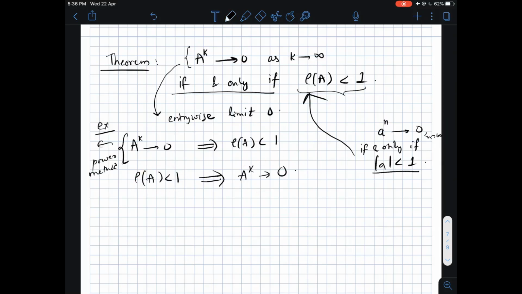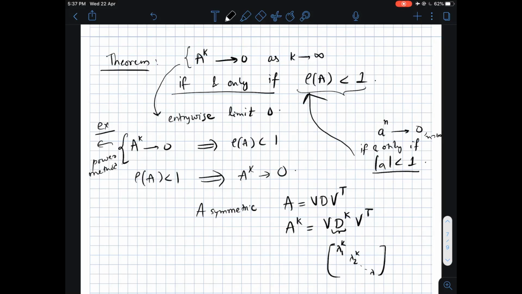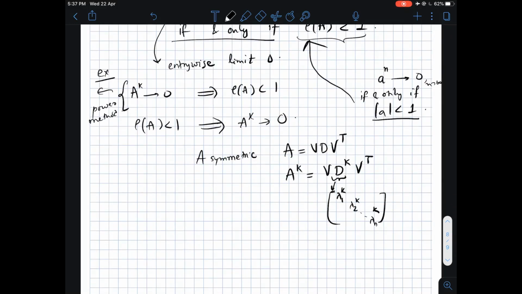If the largest eigenvalue is less than 1, then A to the k goes to 0, right? For this, we can just take a leap of faith for now. Assume A is symmetric, even though this result doesn't assume any symmetry. Then A is like V D V transpose, right? Then what is A to the k? A to the k is V D to the k V transpose, correct? Now D is a diagonal matrix, so what happens when you take the kth power of a diagonal matrix? You simply get the powers of the diagonal: lambda 1 to the k, lambda 2 to the k, and so on, lambda n to the k. This is what you will get in this matrix D.